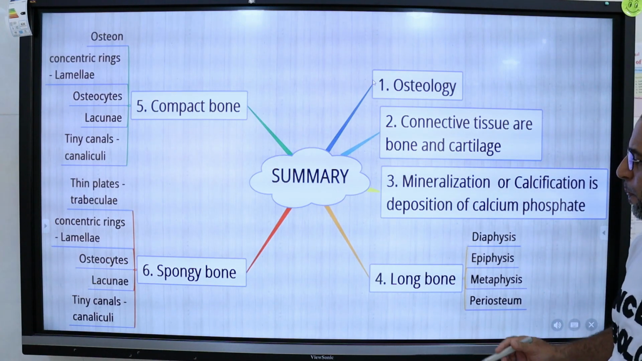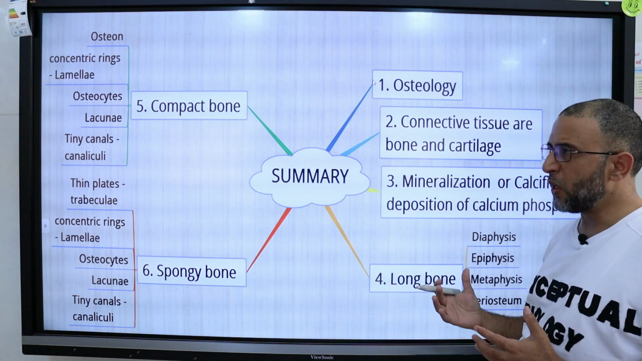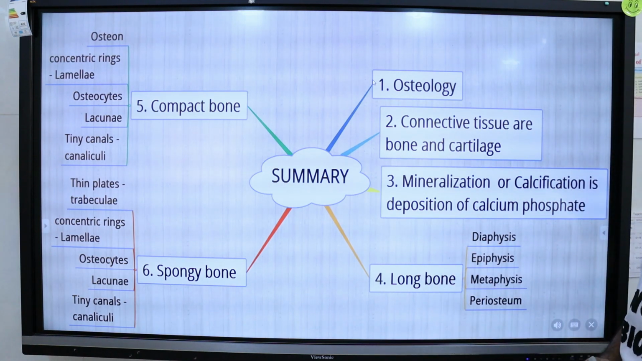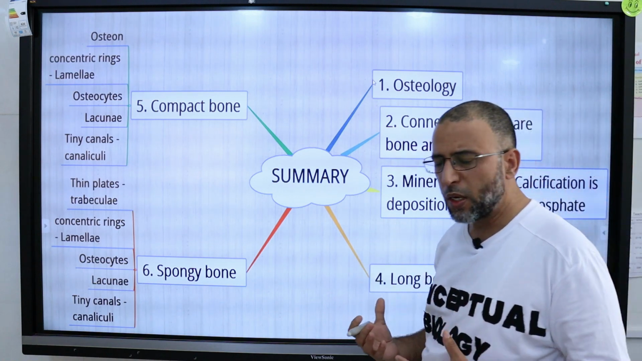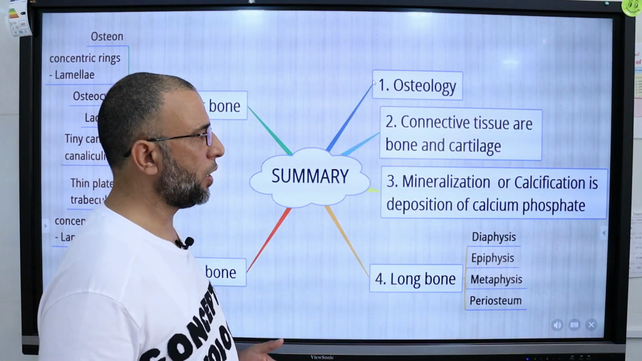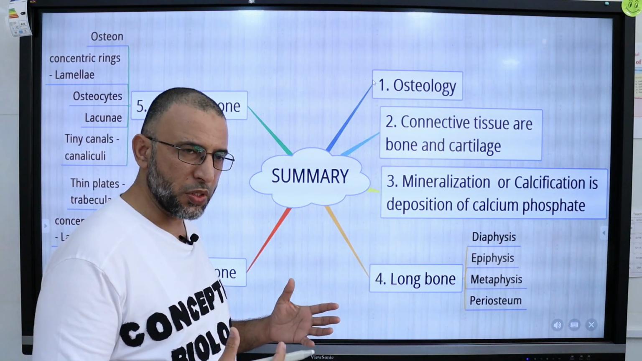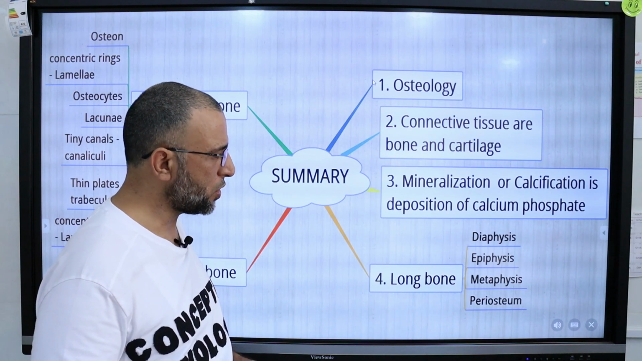To sum up, osteology is the branch of biology that deals with the study of bone, and the skeleton system consists of two types of connective tissues, that is bone and cartilage. The hardening process is known as mineralization.